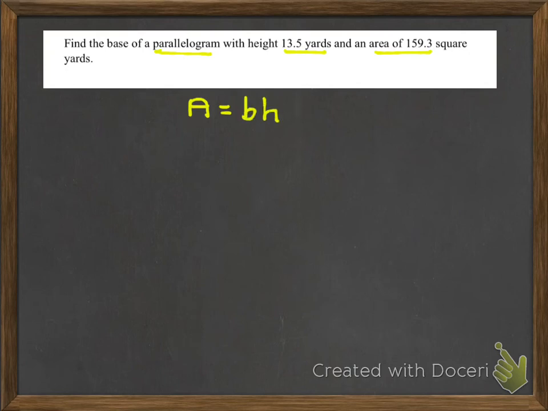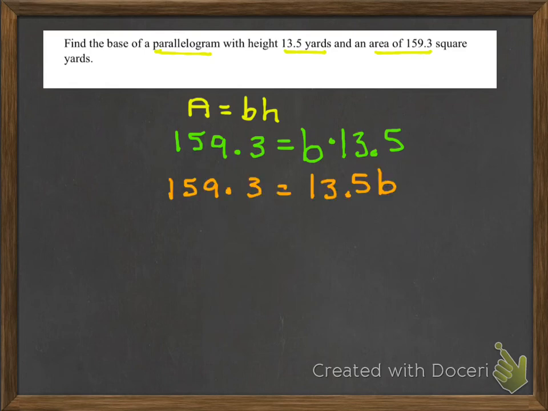Then you're going to substitute. So we do know the area. It's 159.3 equals, do we know the base? Find the base. Nope. So we're going to write a B there times the height. We do know the height is 13.5. So now to solve this, this is basically an equation just like we did in chapter 7. So I'll rewrite it so that it looks like an equation that you're used to seeing. All right, so now what you see is 159.3 is equal to 13.5b.